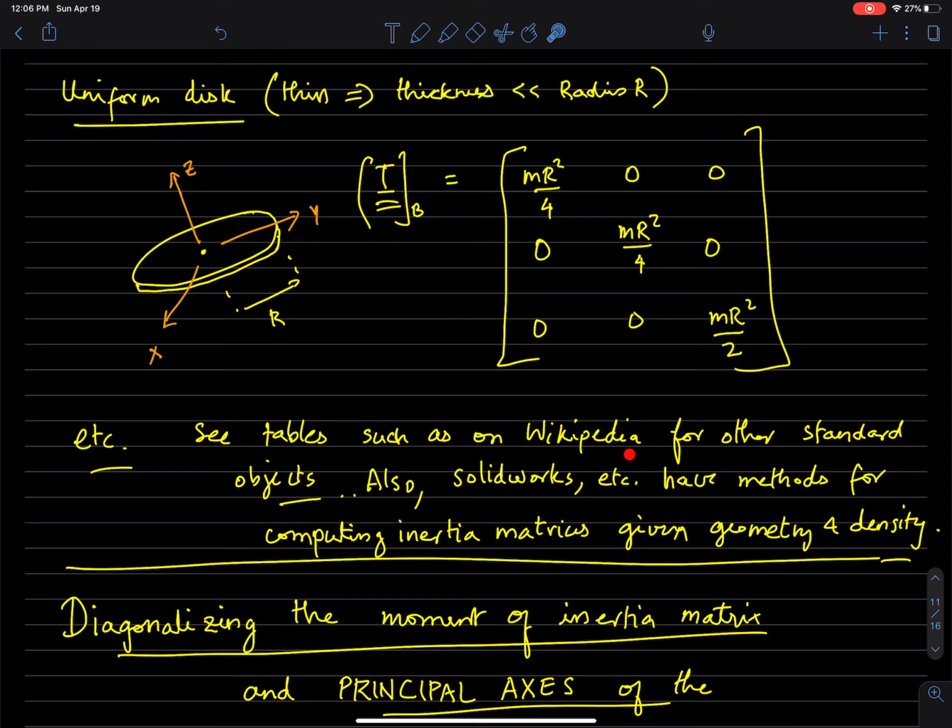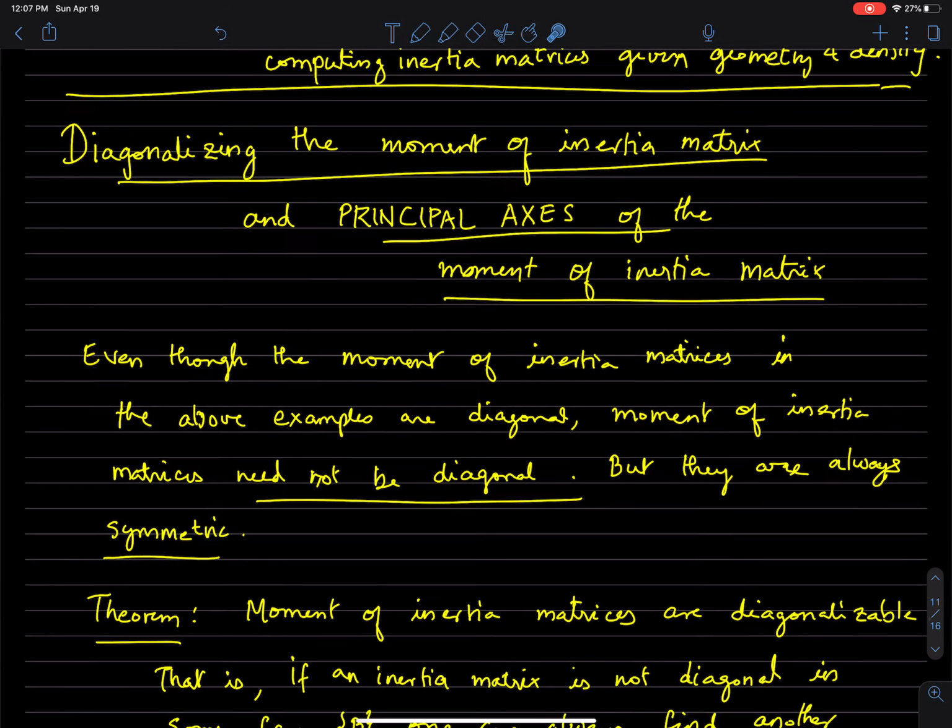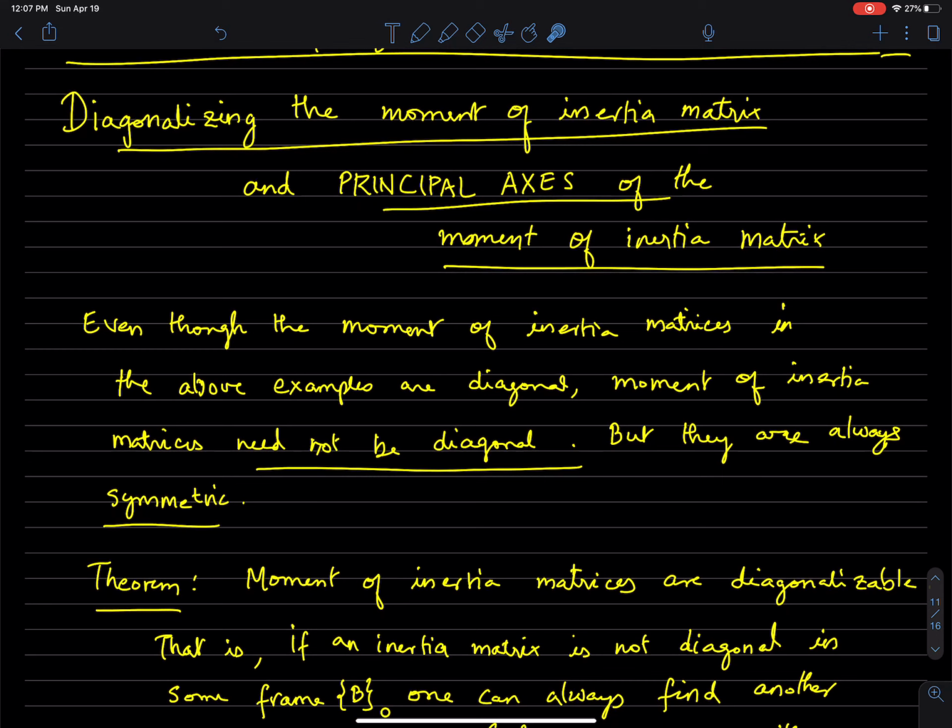You can look at tables, say, on Wikipedia or other textbooks for moment of inertia matrices for other standard objects. Also, various geometric modeling software like SolidWorks will have ways, once you define the geometry and the density properties of an object, of computing moment of inertia matrices given geometry and density. Okay, so let's stop this video right there and talk about one small aspect of moment of inertia matrices in the next video.